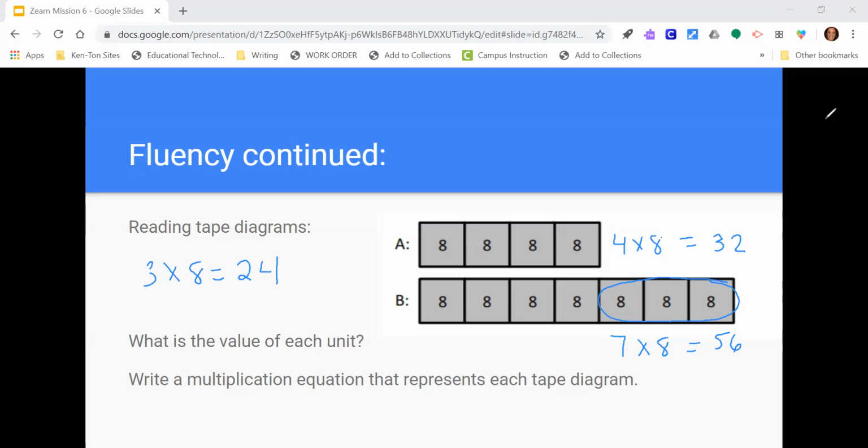If I want to know how many are in all, I can add 32 plus 56, or I can figure out how many are in 11 groups of 8 and multiply. It's going to give me the same answer. So 11 times 8 is 88, and 32 plus 56 is 88. So there are a total of 88 apples. And I just chose apples for fun.